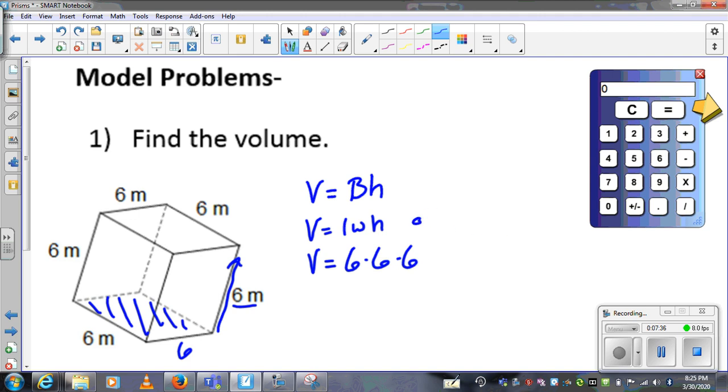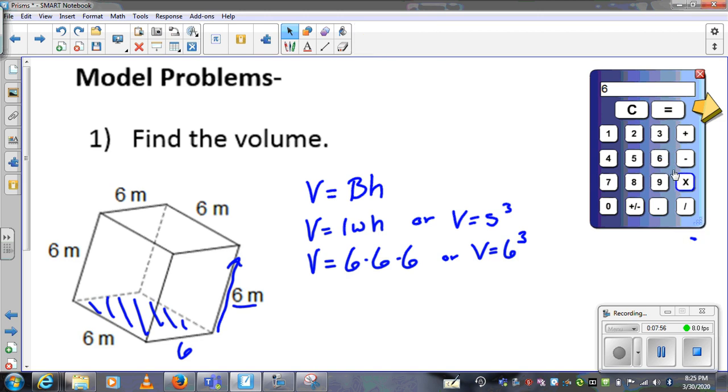Or you could have used the formula side to the third power, which would be 6 to the third power. All right, I'm going to have to calculate that. So 6 times 6 times 6 gives me 216. So the volume is equal to 216.